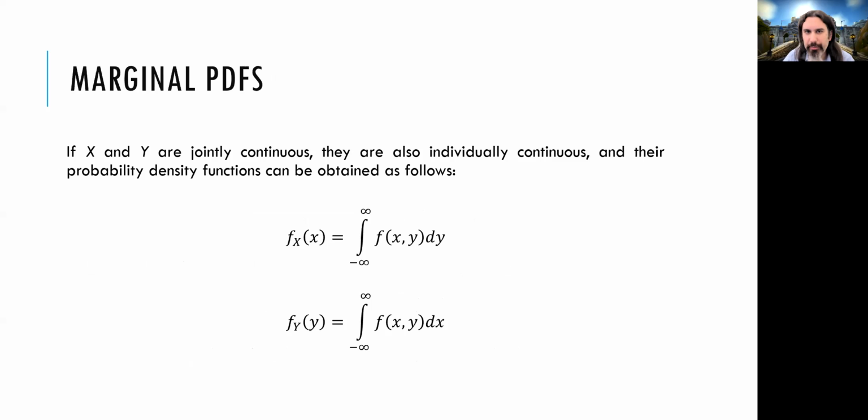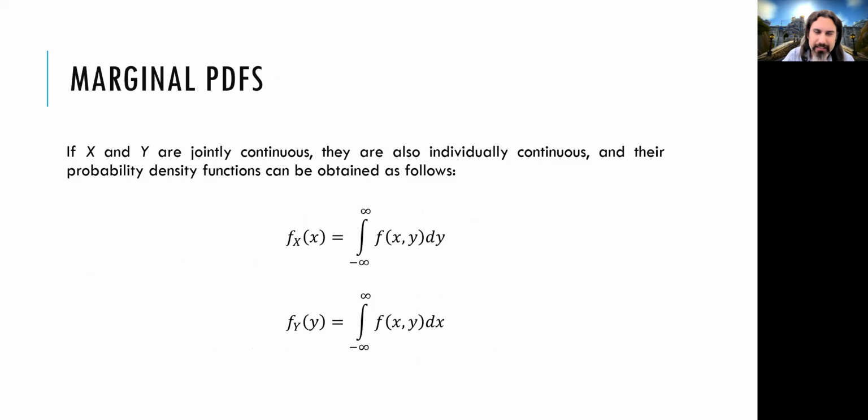Okay, what about marginal PDFs? Just like marginal PMFs, they are a summation, but the summation is done here with the integral. So when we're looking for the marginal PDF of x, we have to take the integral of the joint PDF with respect to y, so that we can get rid of y. When we take the integral over y, we are summing all values of y, so we are getting rid of the y.